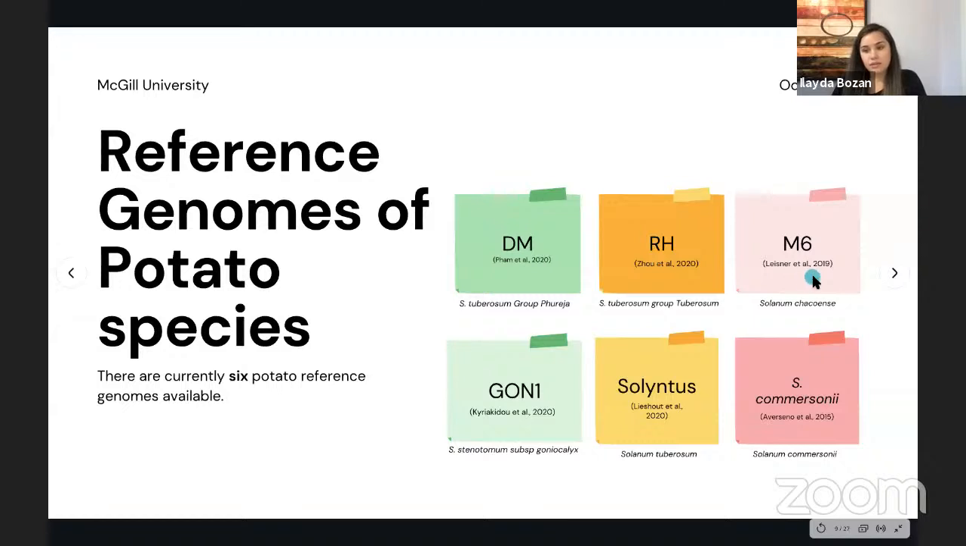M6 is very important because it has many economically important traits. Solanum goniocalyx is a diploid cultivated potato species available from our lab. Solentus is a commercially available potato. It is from Solanum tuberosum, and Solanum commersonii is a very fragmented assembly, so it's kind of an unusable reference genome.